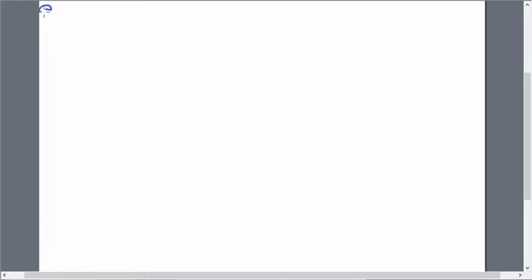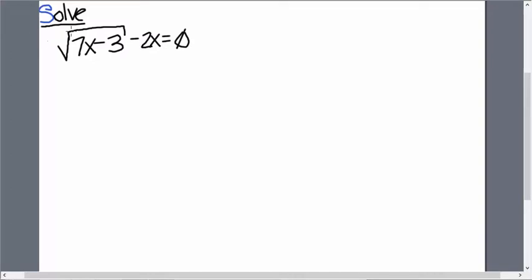So let's try one more. This is another solve and check for extraneous. Now I'm calling this one hard, but it's really the same as all the other ones. So it's the square root of 7x minus 3, all of it under the square root, minus 2x equals 0. So this is just kind of a mix of the first two.